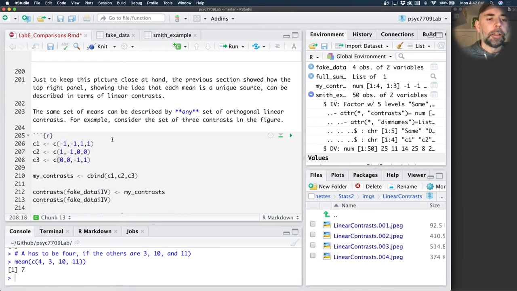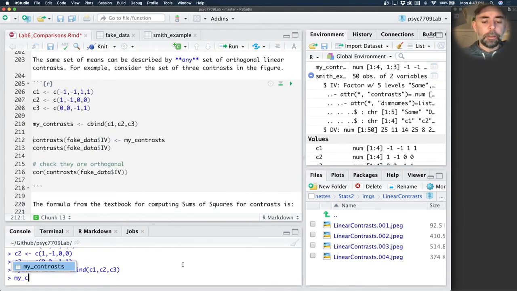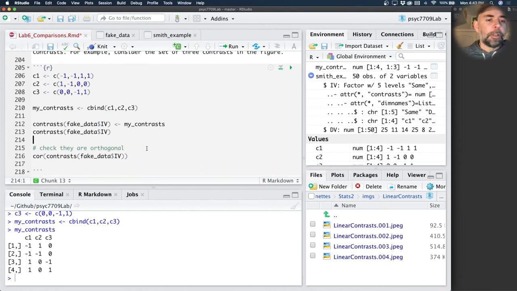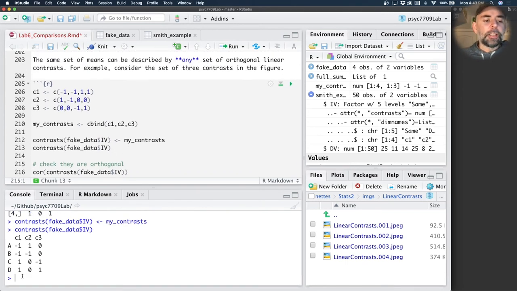Let's go ahead and put all of those things into a matrix. We can call that my contrasts, and it will look like this. So we've got our three contrasts, and if we want, for fun, we can assign this contrast matrix to the contrast matrix for our independent variable that we're messing around with. So let's do that. Before, this was three zeros on the top and then three zeros on the diagonal. And now when we do this, we can see we've replaced that one with our new contrast matrix.